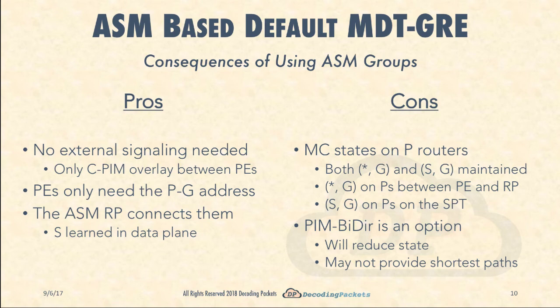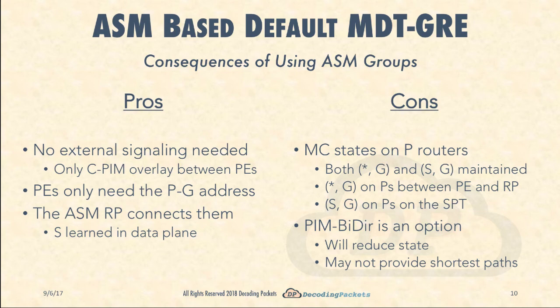In this case, you have to maintain the star comma G state. Even though you have moved to the S comma G using the SPT switchover, you need to maintain the star comma G state between yourself as a receiver and the RP, just in case there are new PEs that join that group. So you still need the data from a PE you don't know about yet, and therefore you need the star comma G tree.